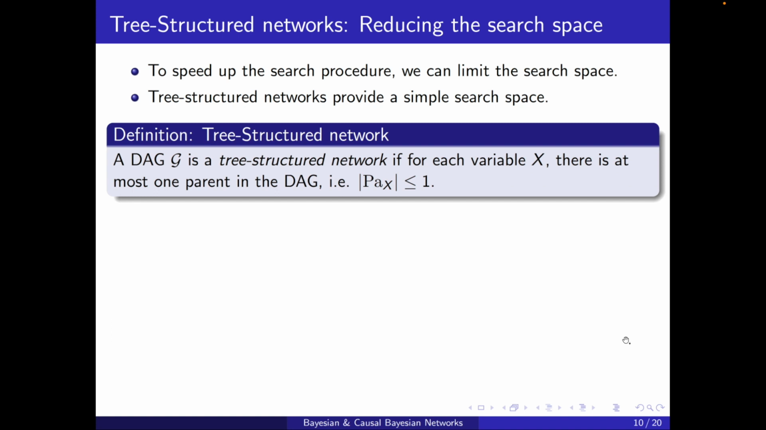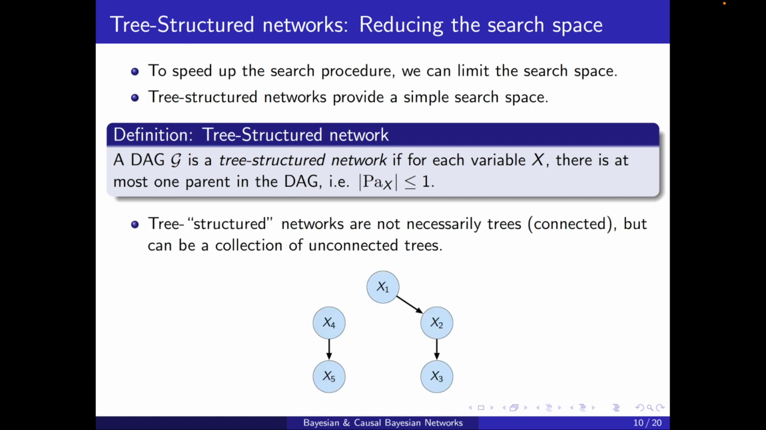What is a tree-structured network? A DAG G is a tree-structured network if for every variable x, there is at most one parent in the DAG. So the number of parents of x is less than or equal to 1. Note that tree-structured networks are not necessarily trees, meaning that they're not necessarily connected, but they can be a collection of unconnected trees. Like here, there's no link between these two trees. But the point is that this is not necessarily a directed forest, because you may have parents of size greater than 1. Here you cannot have that.